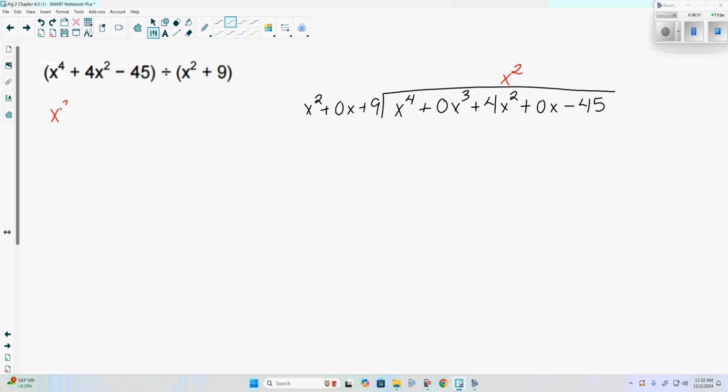So we're going to come over here and say x squared times x squared plus 0x plus 9. So x squared times x squared is x to the 4th. Yes? X squared times 0x squared, plus, well, 0x cubed. Yes, it is 0, but we still want that placeholder. X times x squared is going to be x cubed, and we have 0. And lastly, x squared times 9 is plus 9x squared.